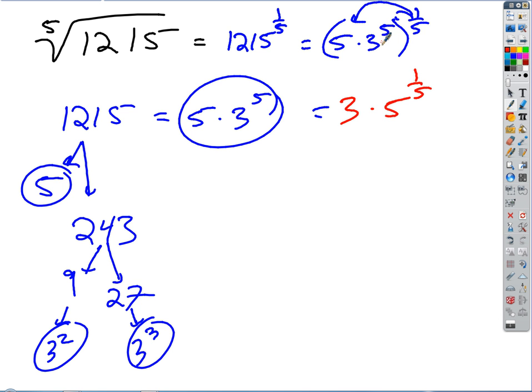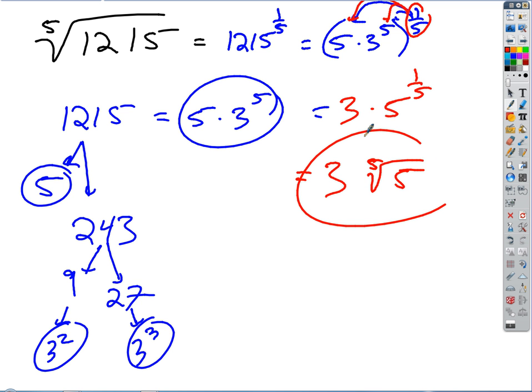I've got to distribute this exponent to both parts. So 3 to the 5th to the 1/5 is 3 to the 5 times 1/5, which is 3 to the 1. Right, so we get a 3 that has effectively been liberated from the radical. It's no longer got a fractional exponent. It's an integer, right? What about the 5? Well, the 5 is to the 1/5, and so we end up with 3 times the 5th root of 5. Isn't that cool? Much easier way to do it, isn't it?